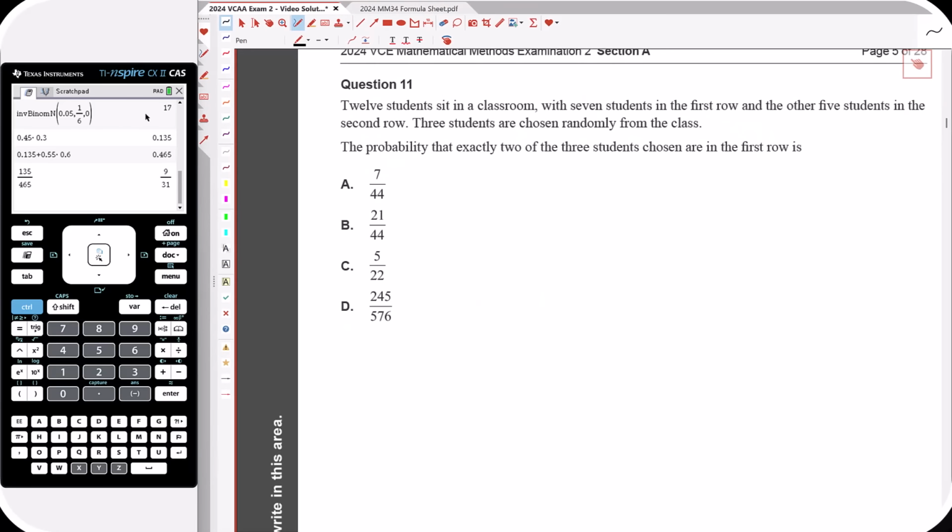Okay, question 11. 12 students sit in a classroom with 7 students in the first row and the other 5 students in the second row. 3 students are chosen randomly from the class. The probability that exactly 2 of the 3 students chosen are in the first row is.